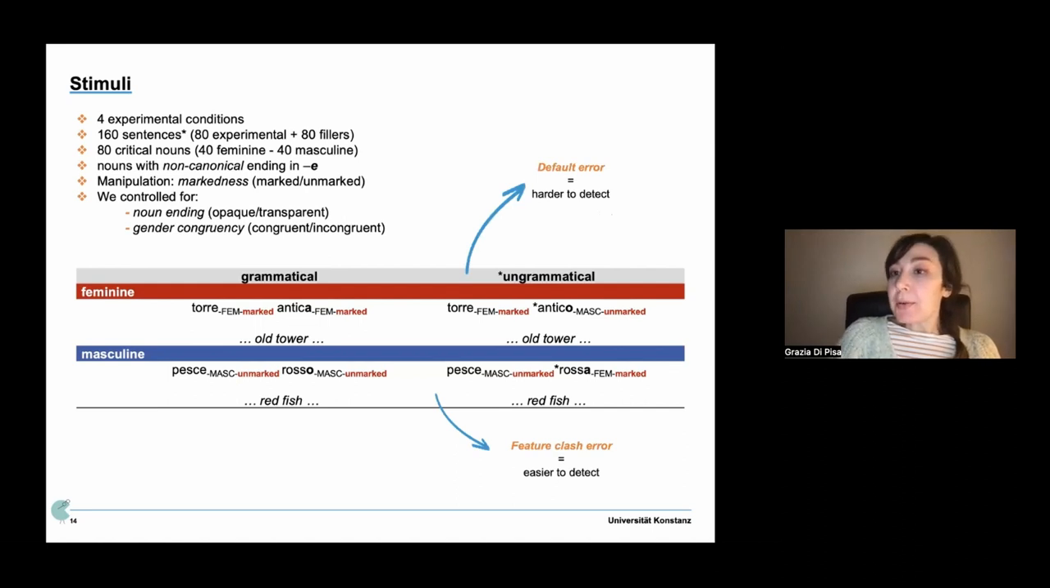And in terms of errors, to keep in mind and also to refresh: the one where we have the feminine and then the adjective is masculine is the default error, which is harder to detect. Instead, the one where we have the unmarked, so the masculine, with the feminine adjective is considered a feature clash error, and this one is considered easier to detect.